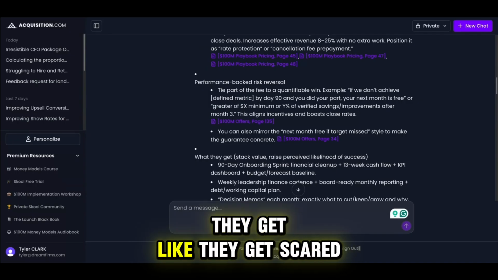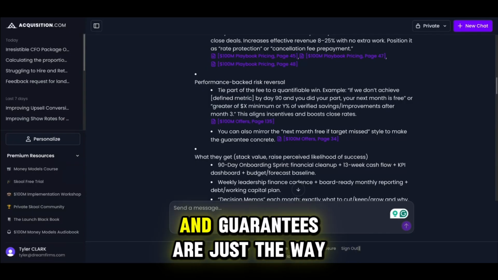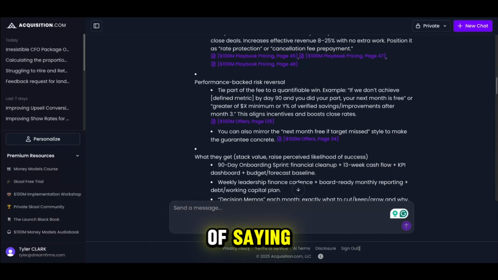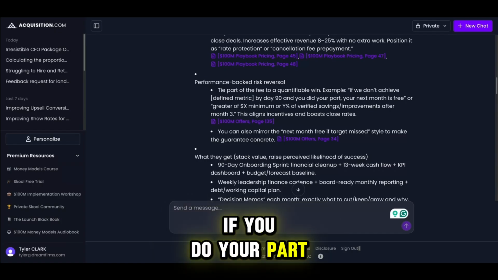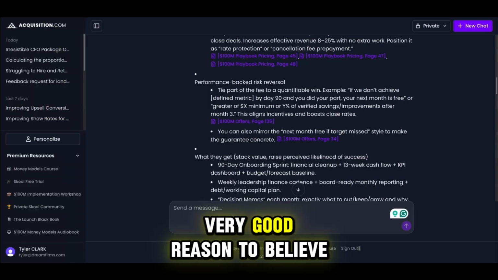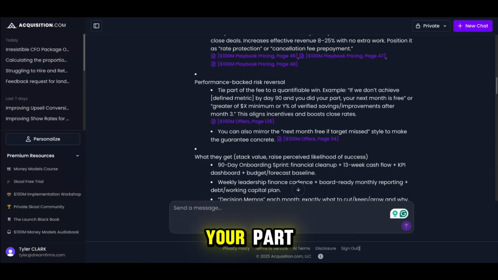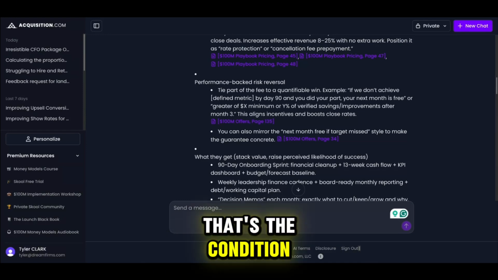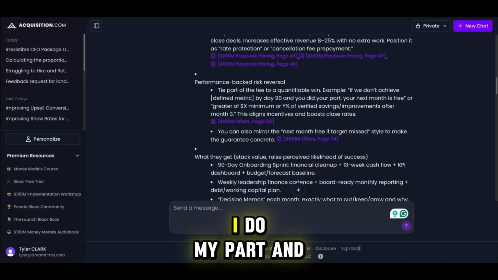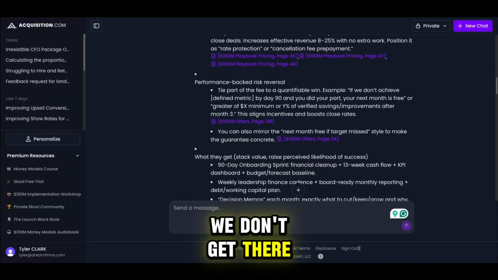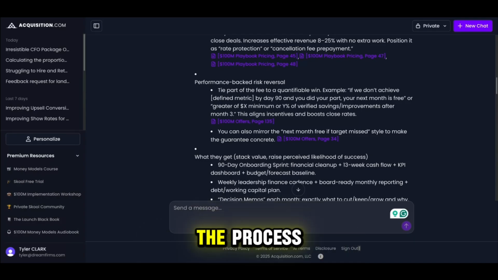They get scared. And guarantees are just a way of saying, if you do your part and I do my part, I have a very, very good reason to believe we will achieve this thing. And then for some reason, you do your part, that's the condition, you do your part and I do my part, and we don't get there. I don't want you to feel like you lost anything in the process.